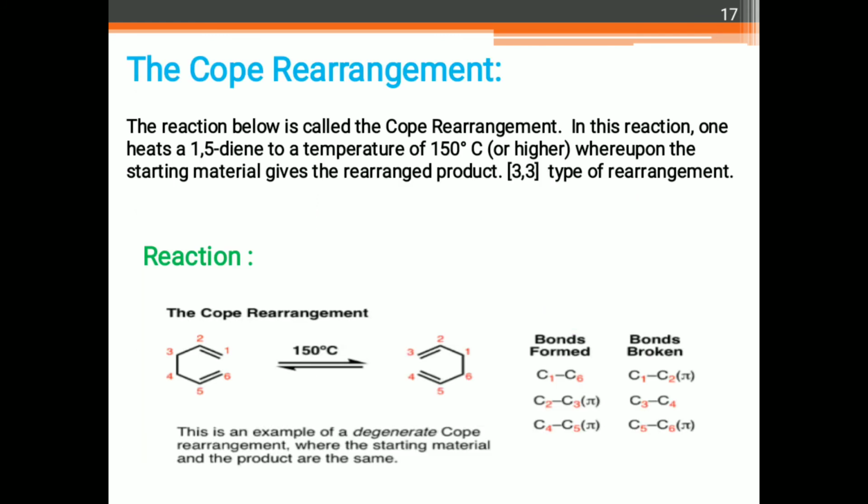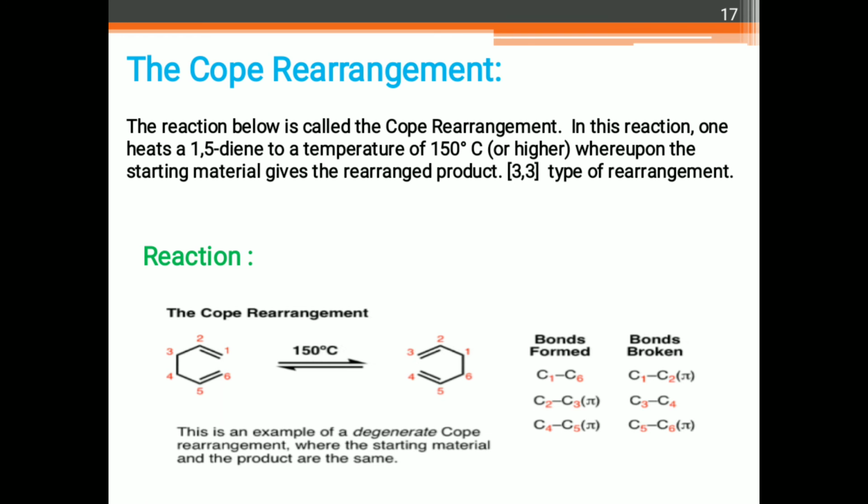The Cope rearrangement and the Claisen rearrangement are examples of sigmatropic rearrangement. Both are 3,3 type sigmatropic rearrangements. In the Cope rearrangement, a 1,5-diene is heated to 150 Celsius. This is also known as a degenerate Cope rearrangement because the starting material and the product are the same.